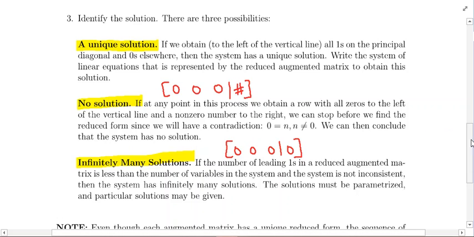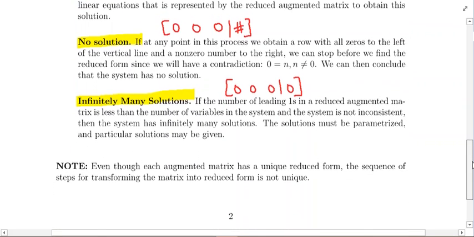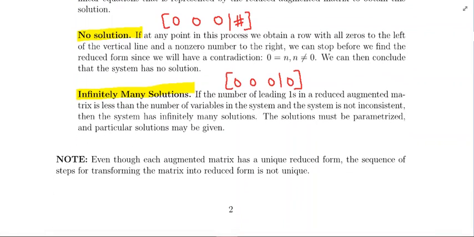Final note before we start practicing some of this. I'll talk more about this later in the lesson. This is important to know. Even though each augmented matrix has a unique reduced form, the sequence of steps for transforming the matrix into reduced form is not unique. What that means is there's more than one way to do these problems. You might do the whole process totally different than someone else in the class, but both of you could be correct.